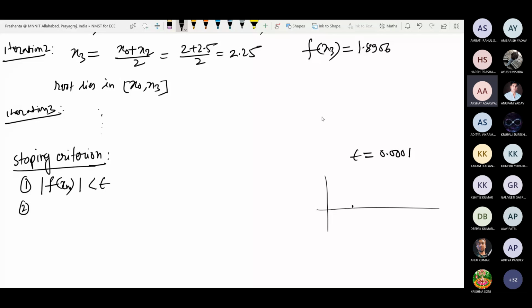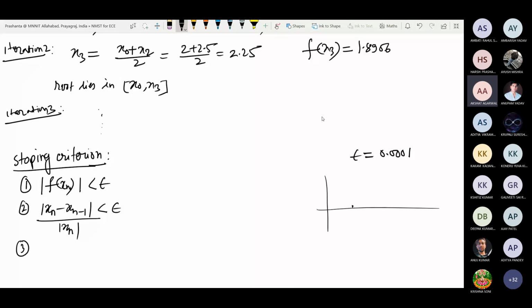Second, you can think of the difference between two consecutive iteration values. See, if |xn minus xn-1| is less than epsilon, where epsilon is some predetermined small quantity, then also you can stop. Or you can think about the relative error, |xn minus xn-1| by |xn|, the same thing. If that is less than epsilon, you can stop.